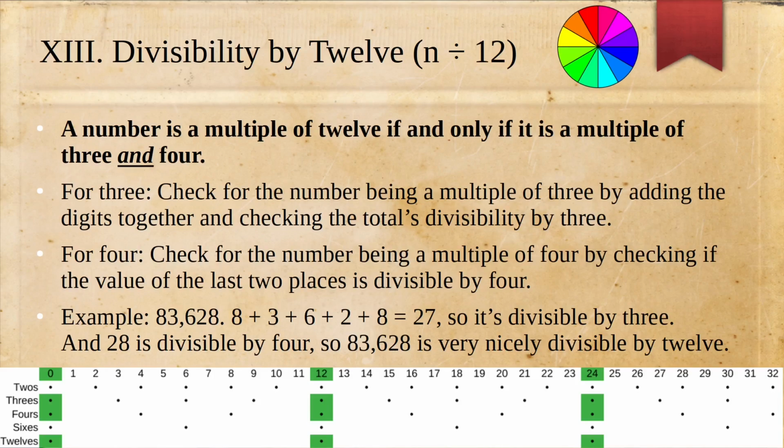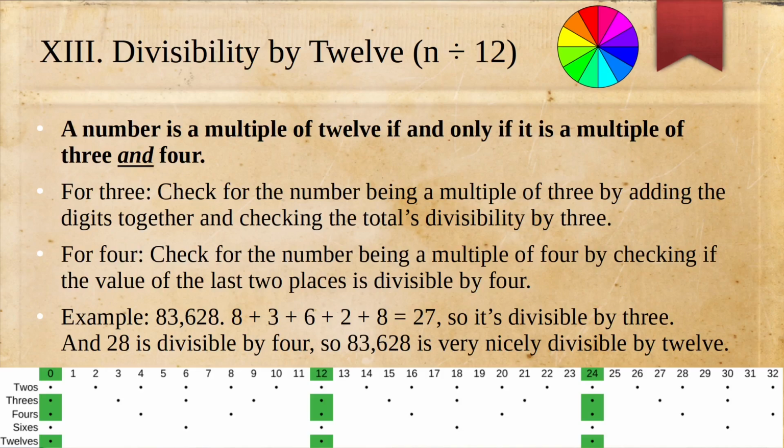Divisibility by 12. At last, our 13th and final divisibility rule, at least for this video. If this video gets 1 million views, I'll produce a sequel. A number is a multiple of 12 if and only if it is a multiple of 3 and a multiple of 4. So to check for divisibility by 12, we can combine two of our earlier rules. To check the multiple of 3 property, add the digits together and check if they're divisible by 3. To check the multiple of 4 property, see if the last 2 digits are divisible by 4.